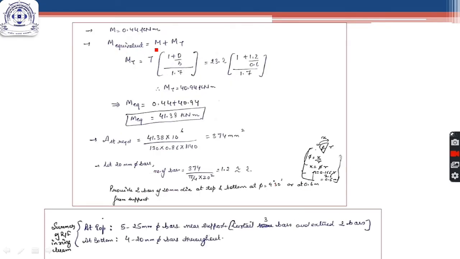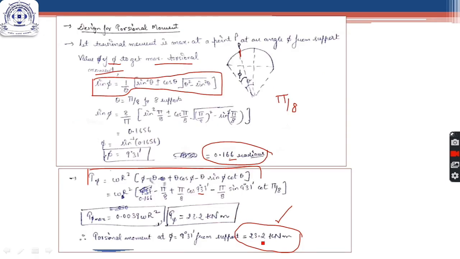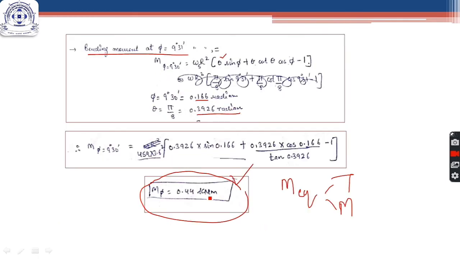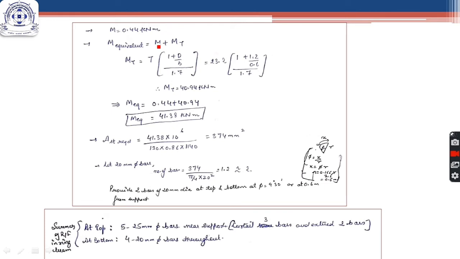So similarly we are doing it here also. The M equivalent is M, that is the bending moment at that point, plus Mt, where Mt is the torsional moment at that point into (1 plus D by B) upon 1.7, where D is the total depth of your beam, B is the width of your beam. T we have got here 23.2 and M we have got as 0.44. So we substitute M is equal to 0.44 and Mt we calculated as 40.94. So equivalent bending moment is 41.38.